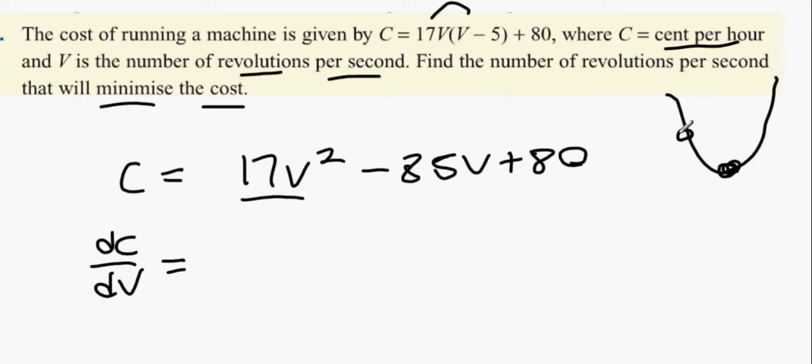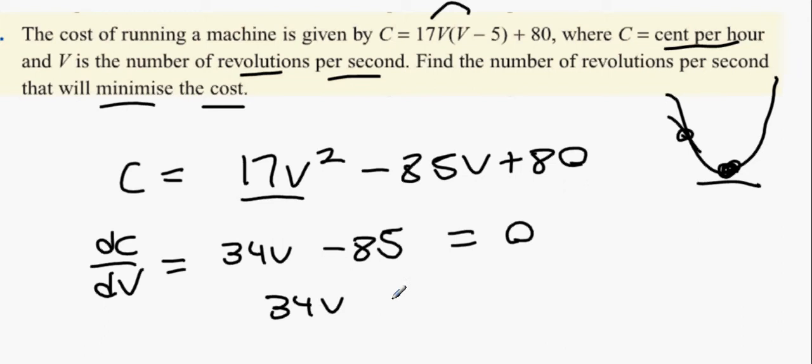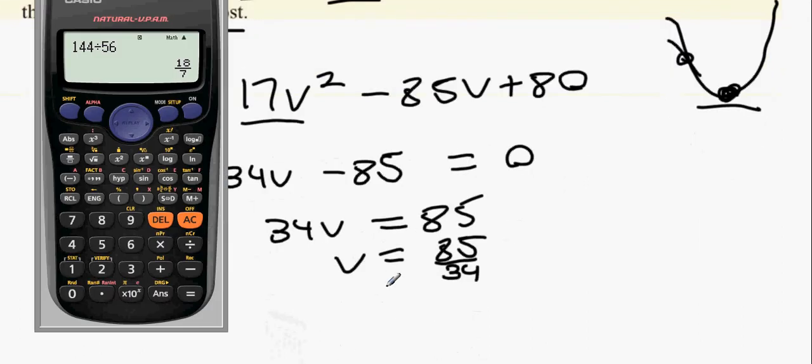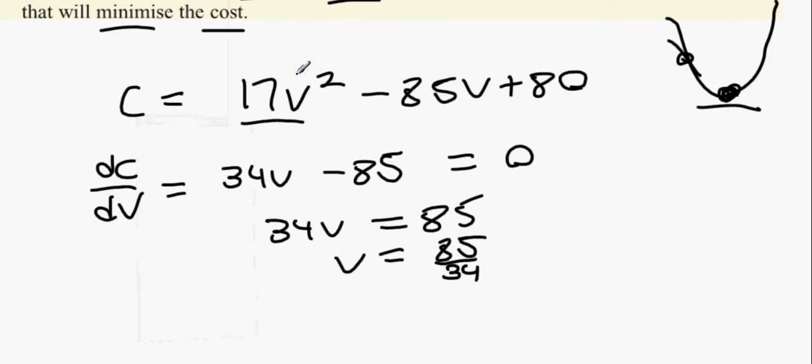Remember, when you differentiate, you get the slope at any point. And what we want to find out is what the slope is when it's at its minimum. So we're going to get 34v minus 85, and this has to be equal to 0. Now we know that 34v equals 85, and v is going to equal 85 divided by 34. I'm pretty sure they're both divisible by 17, but we'll just check that out. 85 divided by 34 gives us 5 over 2, or 2.5 revs per second.